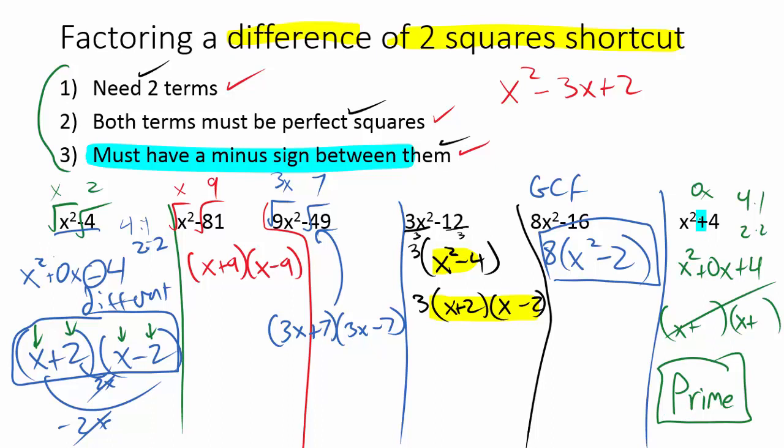So if you see a plus sign in between, you might have a GCF you can factor out, but if not, it will not factor using the shortcut because it needs to have 2 terms. Both must be perfect squares, and they need to have a minus sign between them. Always, always, always look for your GCF before you try to factor.